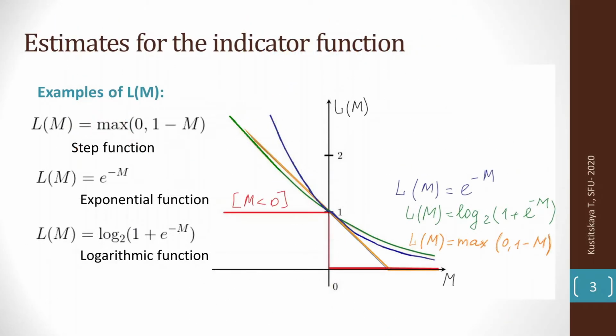On this slide, we consider several examples of estimating functions for the indicator function. First of all, study the behavior of the indicator function. On this graph, we see that the indicator function has a discontinuity at the point 0. The first variant of estimating function is a piecewise linear function, which is here drawn in orange. We see that at each point this function is greater or equal to the indicator function.